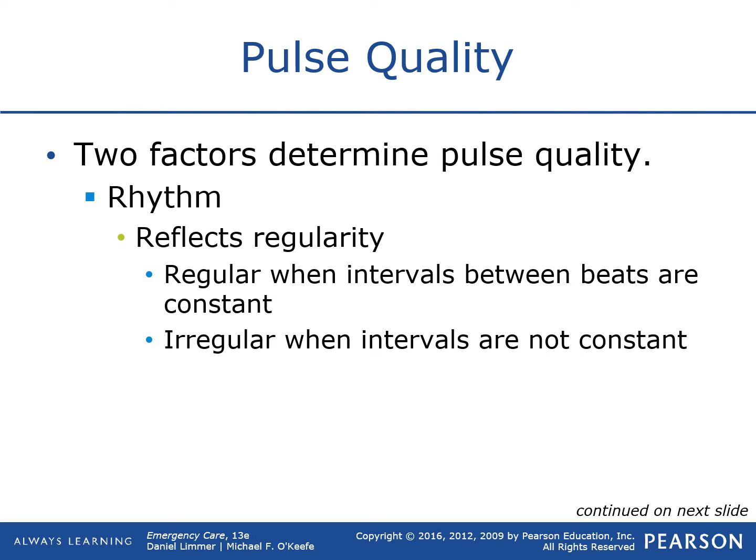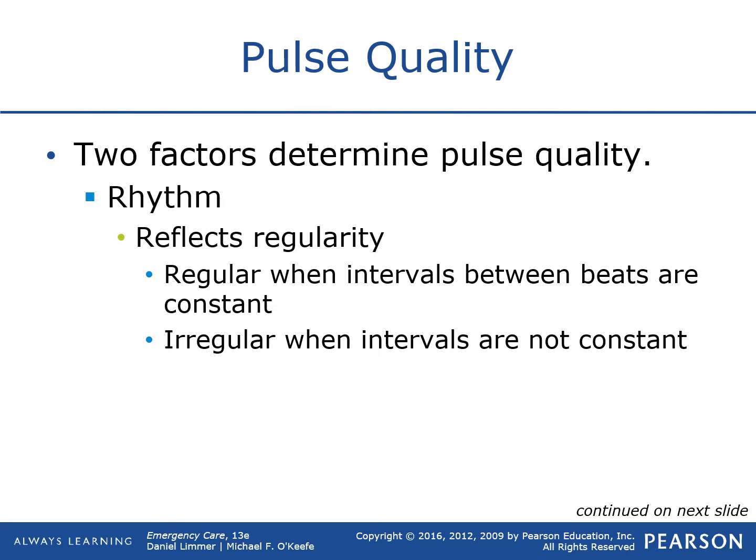So when we assess a pulse, the first thing we want is the rate. So that's how fast it's going. The second thing that we want is the quality of the pulse. So when we're talking about quality, we're looking at two different things. The first thing that we want to look at is our rhythm. Is the pulse regular or irregular?